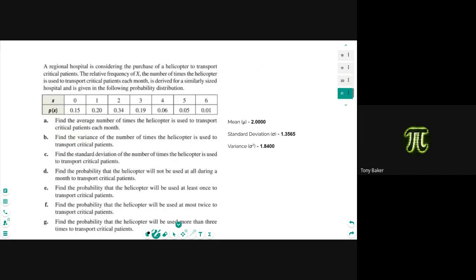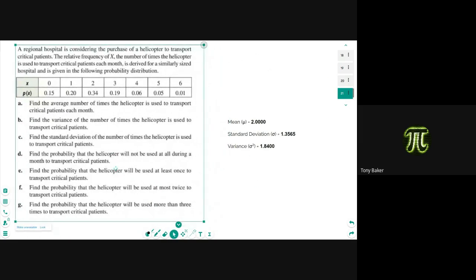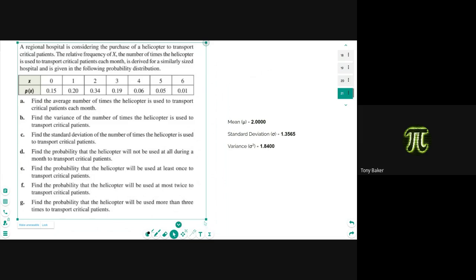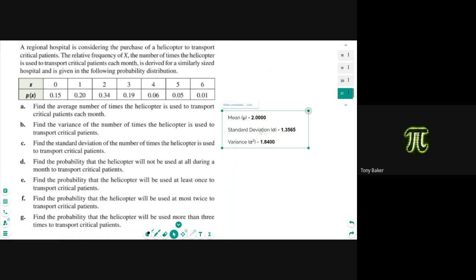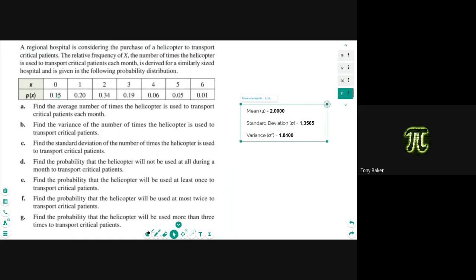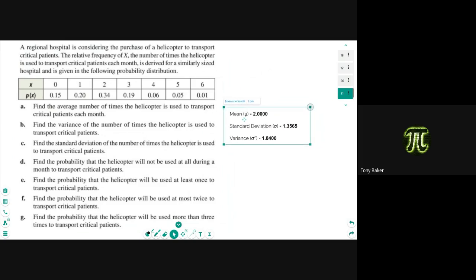All right, last one. Going where they actually are going to use it. A regional hospital has collected this information. I used that wonderful website to come up with my answers for these 3. The relative frequency, X, is the number of times a helicopter is used to transport critical patients each month. It was derived from a similar sized hospital, so they basically used data from another hospital to determine this.